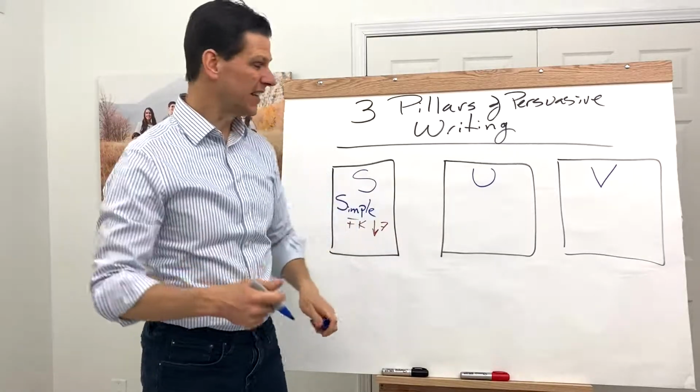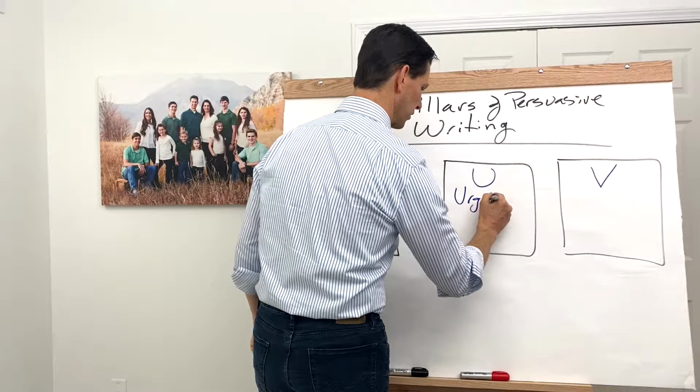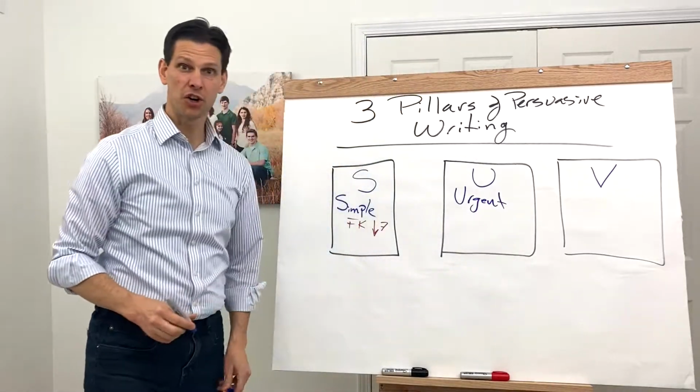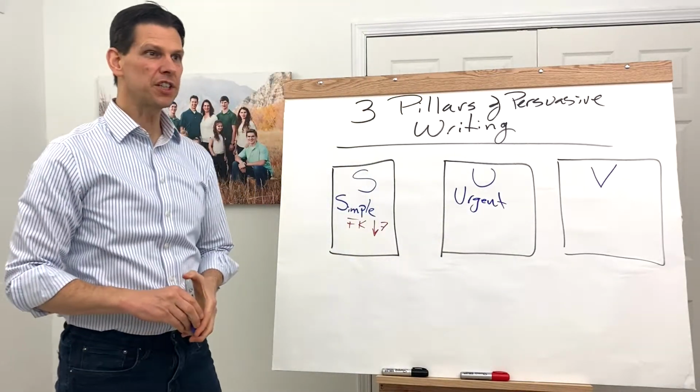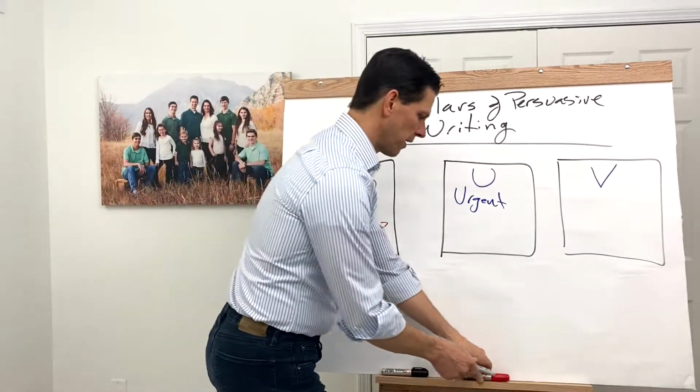Second pillar, the next pillar here is having it urgent. Okay? And urgency can come in 2 different ways. Number 1, and I'll just again make a note here so you can see it.